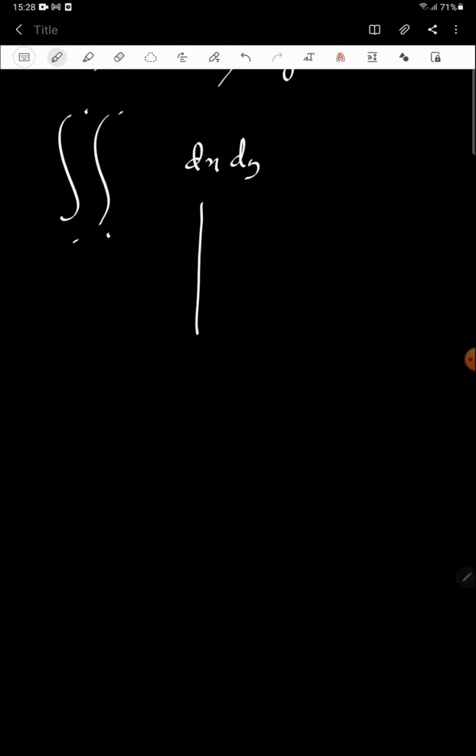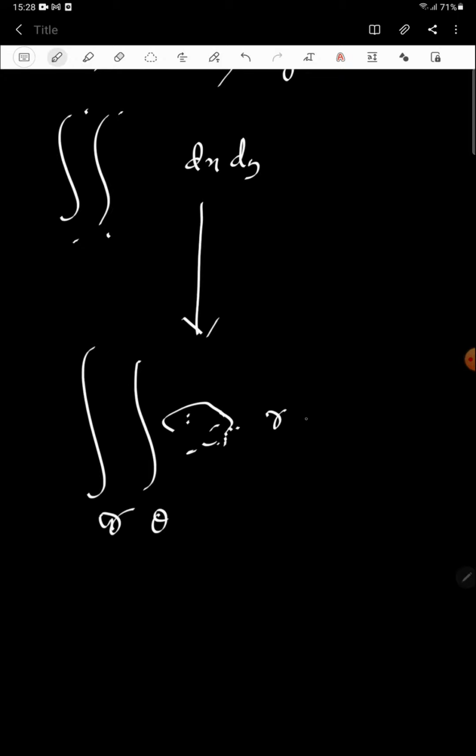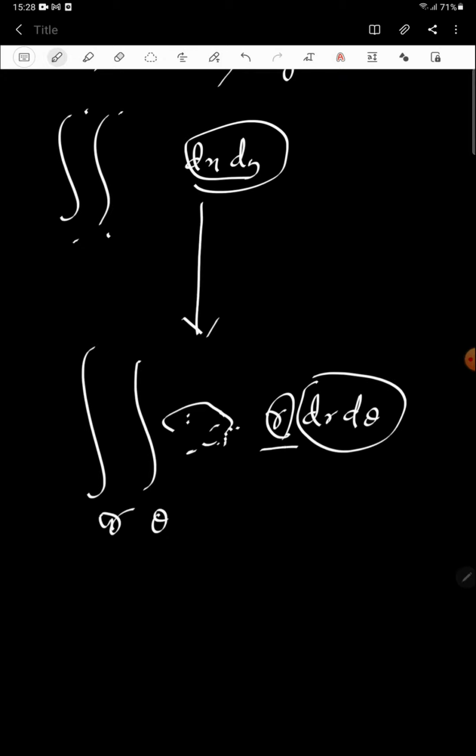So I'll directly jump here with the point that the integral in x and y, dx dy, is now going to become an integral in u and v, that is r and theta. That function will be coming in terms of r and theta, and this r into dr into d theta, this r is the Jacobian value. So dx dy is going to become r dr d theta. This extra r is nothing but the Jacobian.